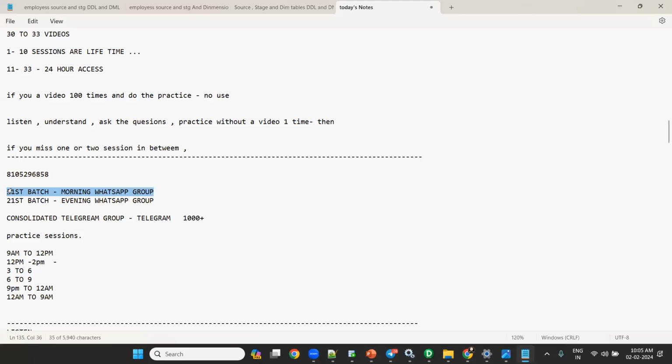So if you did not pay the full fee, you can pay the full fee and send the screenshot to 8105296858. We will add you in the WhatsApp group. Are you clear, please? Understood, everyone? Okay. So morning people will be added in the morning groups, and evening people will be added in the evening groups.